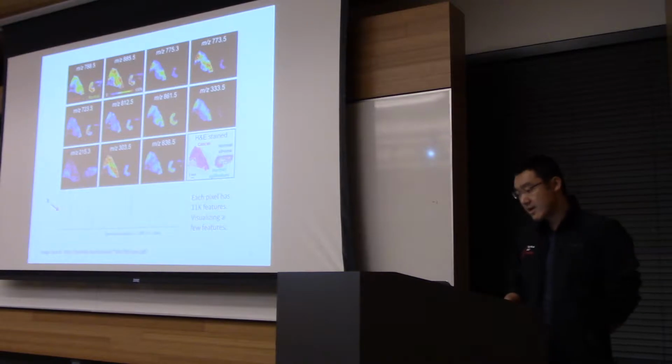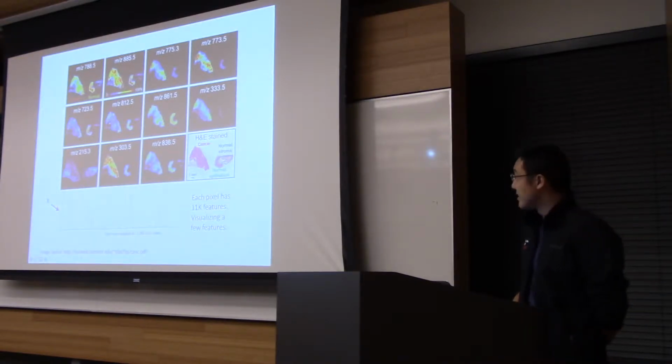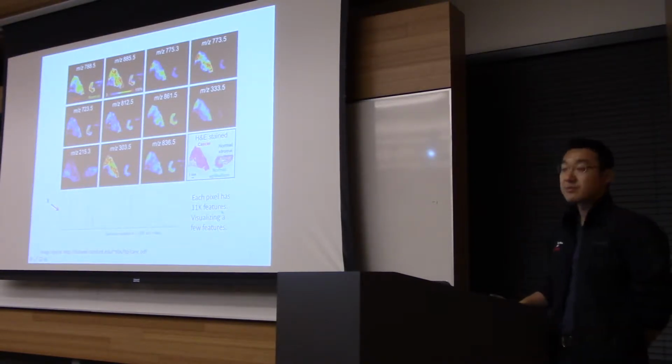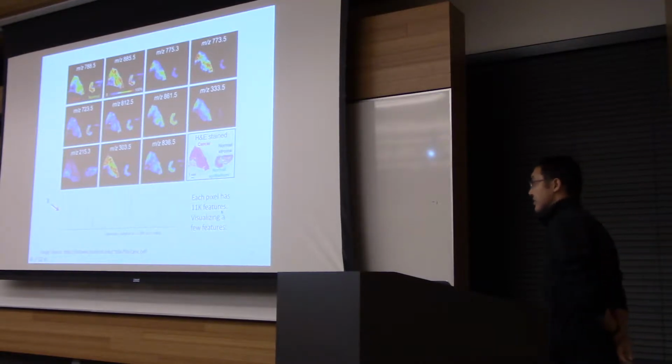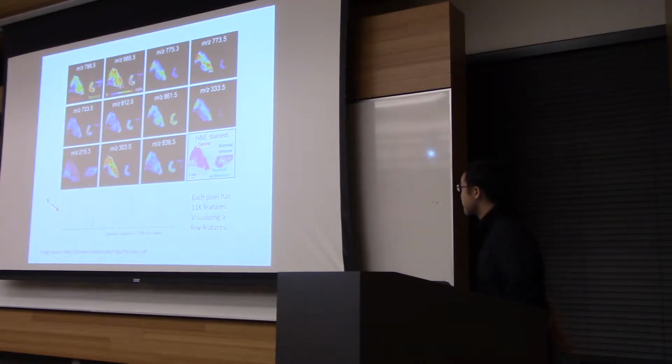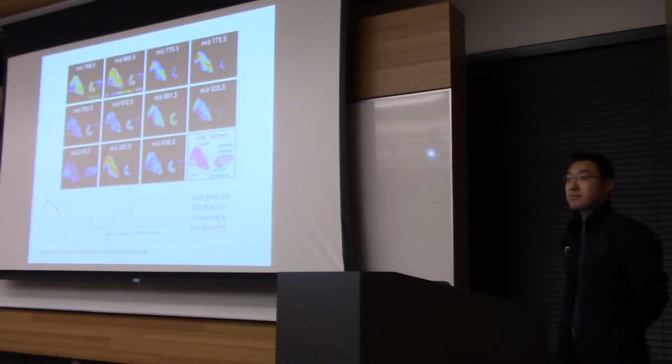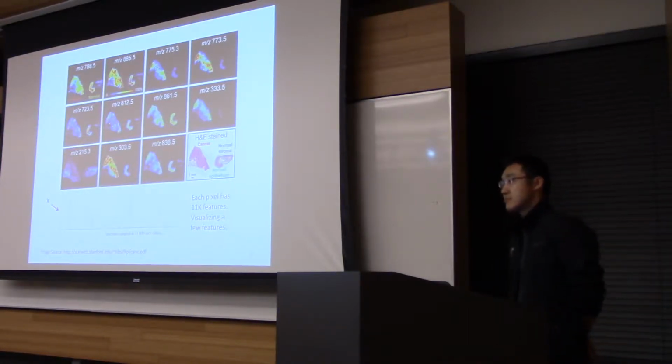So essentially, each pixel has, in this case, 11,000 features, right, corresponding to discretizations of the spectrum. So that will form the basis of the feature vector. Any questions on that? Okay.